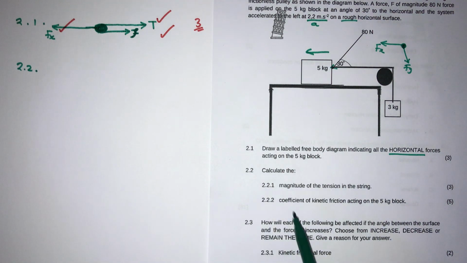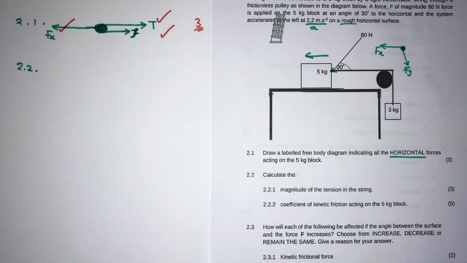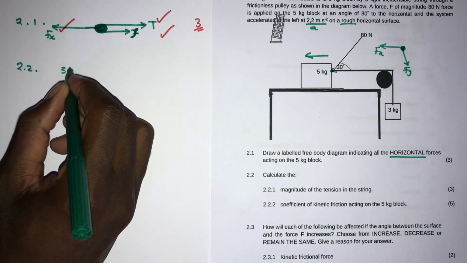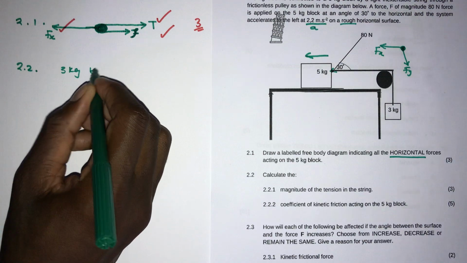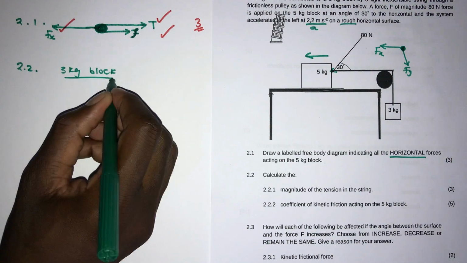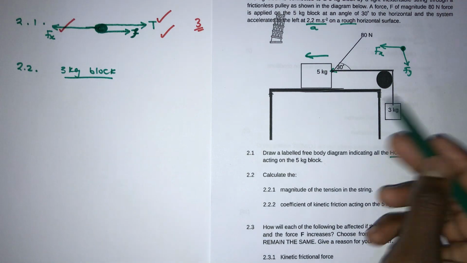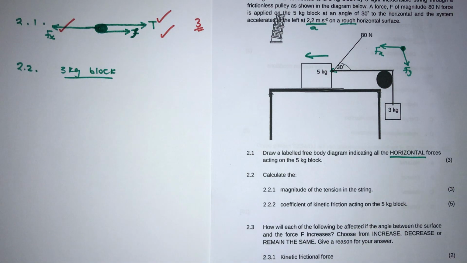You calculate the magnitude of the tension in the string. The magnitude of the tension in the string. So to simplify life, let's use the 3 kg block. It will be easy for us to get the tension. Let's focus on the 3 kg block. Why? Because the 3 kg block only has 2 forces acting on it.